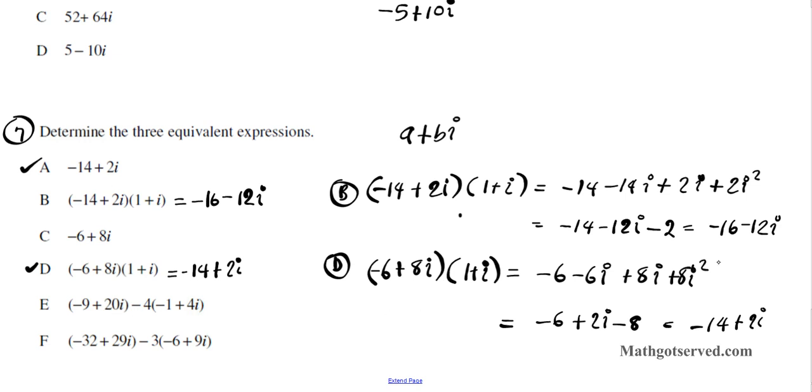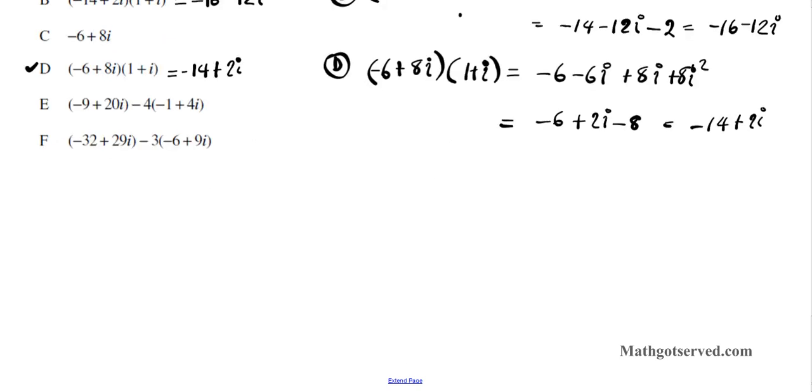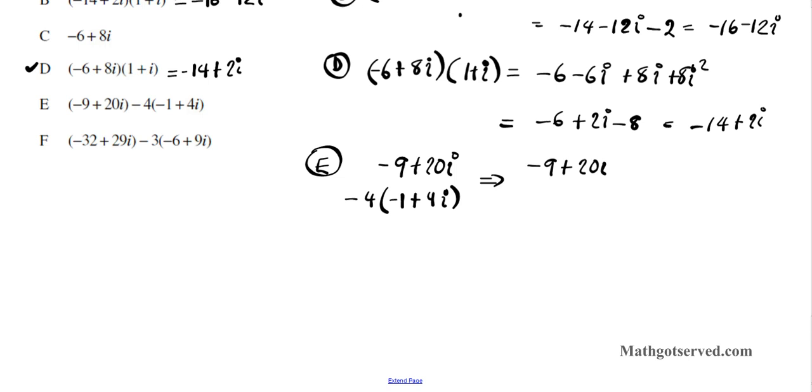All right, so let's shift our attention to option E. This one involves subtraction, so I would like to do it vertically. Negative 9 plus 20i minus 4 times negative 1 plus 4i. So we're going to have to distribute negative 4 to this term, so we have negative 9 plus 20i, and 4 minus 16i. All right, and then we add it downwards. This yields negative 5 plus 4i. Okay, so that doesn't match A and D, so that's not an equivalent expression.